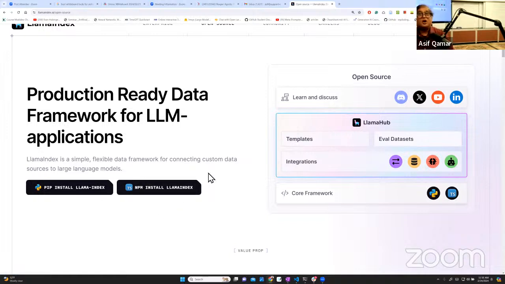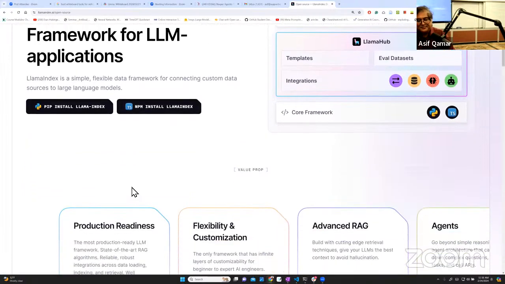I personally have not played with the JavaScript version. Some of you who are gurus with JavaScript, I would love to hear your feedback on what you find it to be. My experience with LlamaIndex is exclusively with its Python. So pip install llama-index, very simple. When you install it, you'll see it will install quite a bit of stuff.